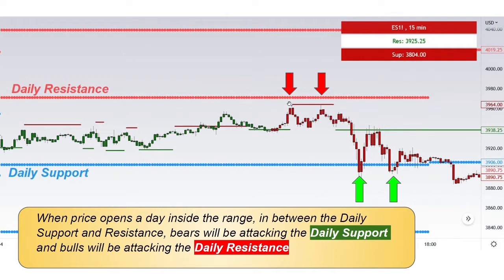They tried to push price into the daily resistance, they failed twice, and then bears counterattacked. Bears pushed price down once, failed, price bounced, then bears pushed again, pushed it down into the daily support, and price bounced up again.